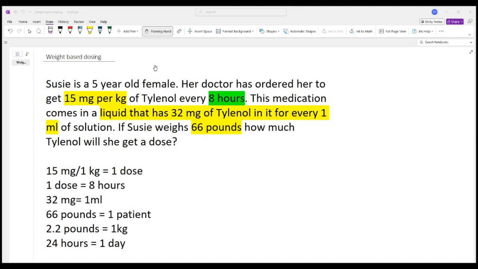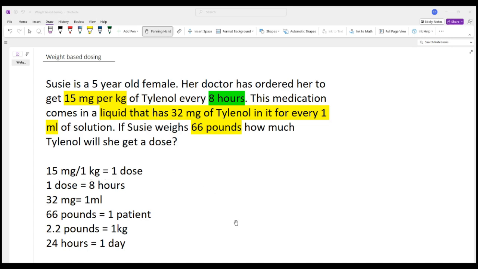So the first step is to define your problem. Okay, what do we need to know? Well, we don't care what her name is. We don't care how old she is. We don't care who ordered the medication, right? But we do care that she is getting 15 milligrams of Tylenol for every kilogram that she weighs. That is her dose. And so here it is in fraction form: 15 milligrams over 1 kilogram equals 1 dose.